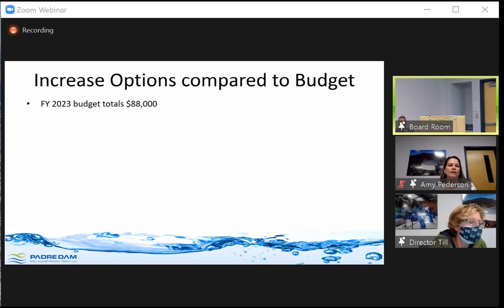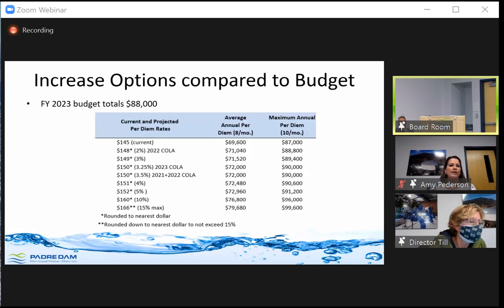So I'll review some options that I just included in the agenda package in the event you do wish to increase your per diem. Currently, the fiscal year 23 budget, which is part of our new 5-year plan, hasn't been approved yet. So this is obviously the time to consider any adjustments. We're currently budgeting $88,000 on an annual basis, based on the board's annual average of attending 8 meetings per month. You're limited to 10 meetings per month under the law.